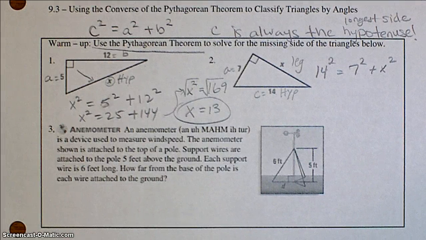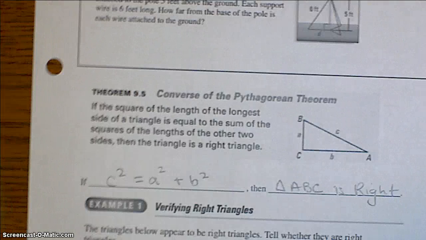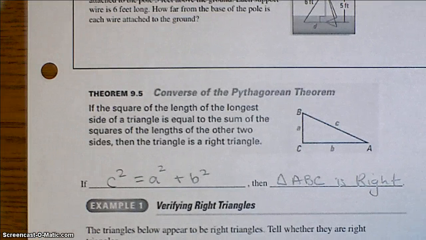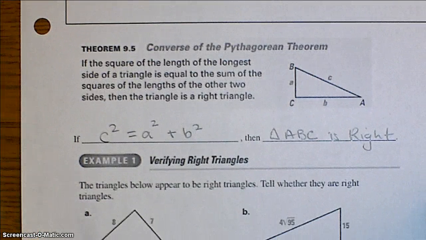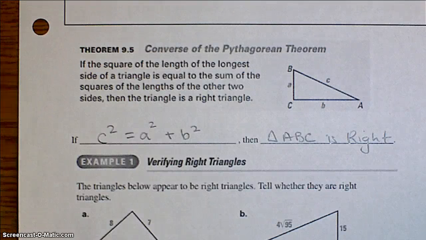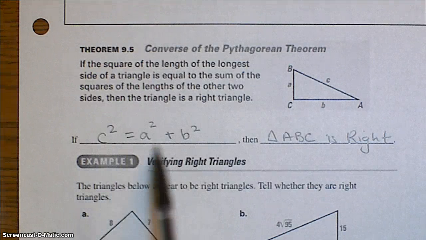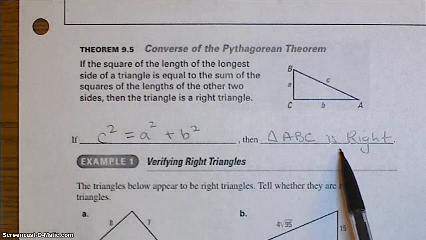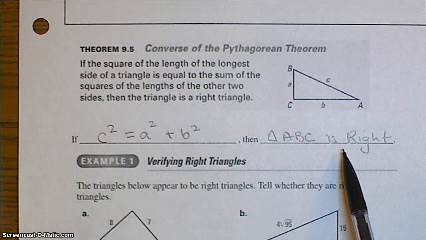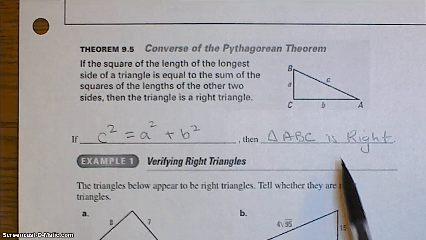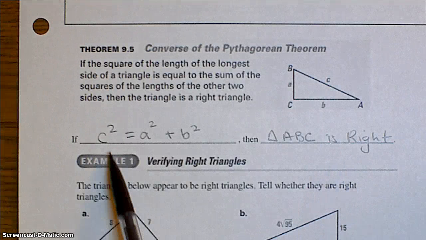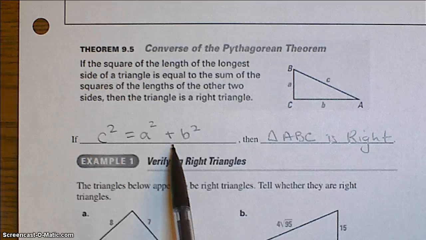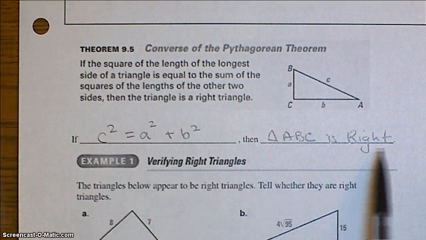The reason why I wanted to do that is because the new learning that we're going to do is the converse of the Pythagorean theorem. So let's say we don't know if a triangle is a right triangle. Well, if the Pythagorean theorem comes out to be true, then our conclusion is that triangle must be a right triangle. So again, if the Pythagorean theorem is true, then the triangle is right.